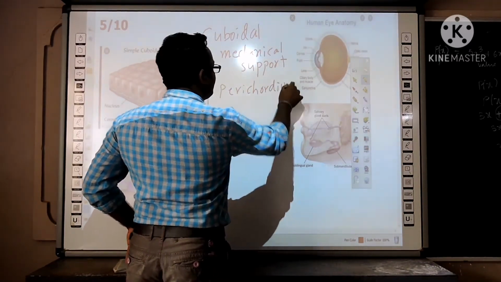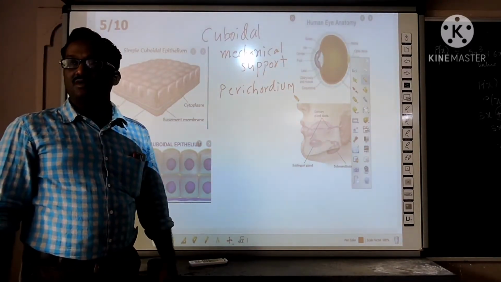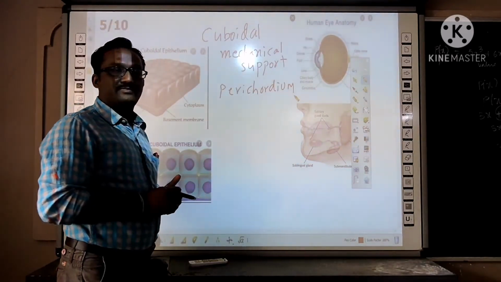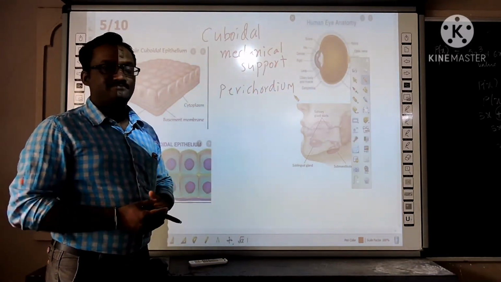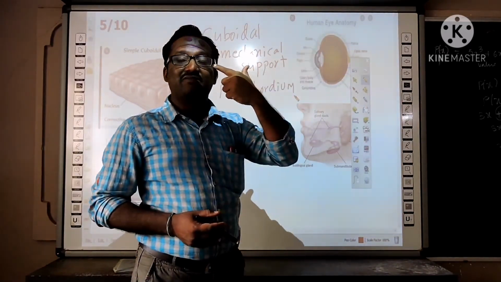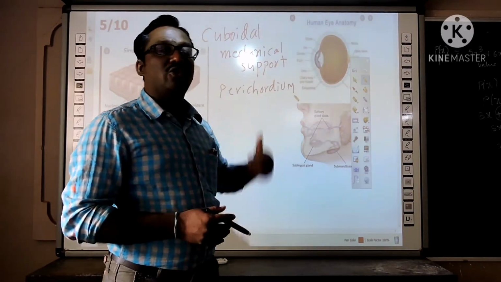Pericardium. The pericardium is made of cuboidal epithelial tissue. Lungs are also made of cuboidal epithelial tissue. Those layers are called pleura. See the conjunctiva. Conjunctiva is the outer layer of the eyes. That conjunctiva is also made of cuboidal epithelial tissue.